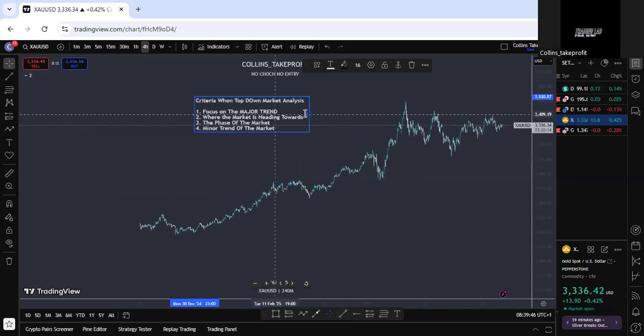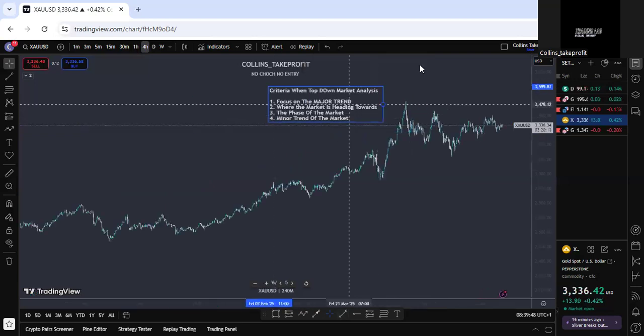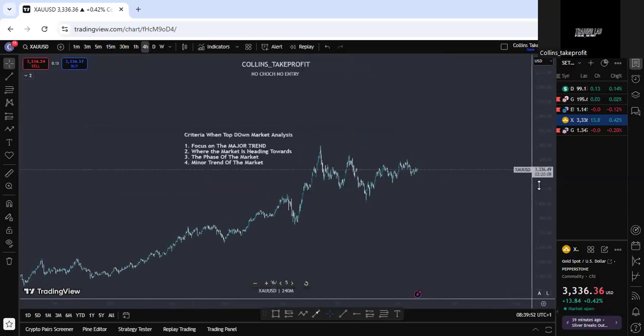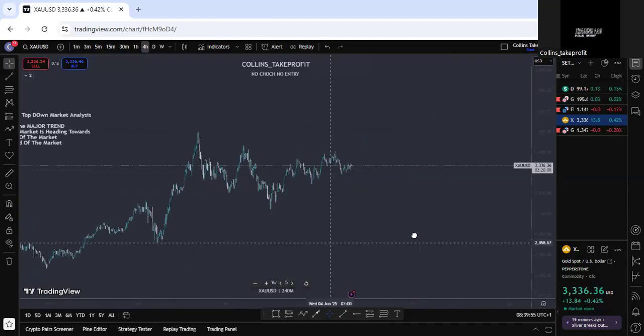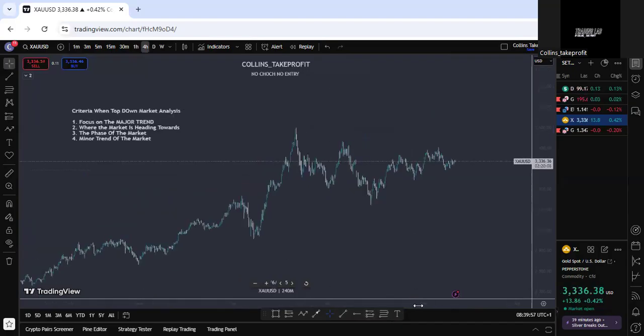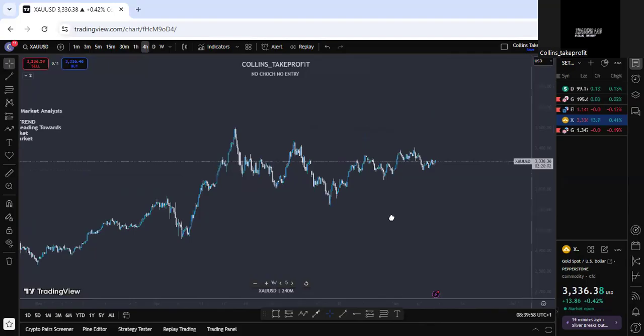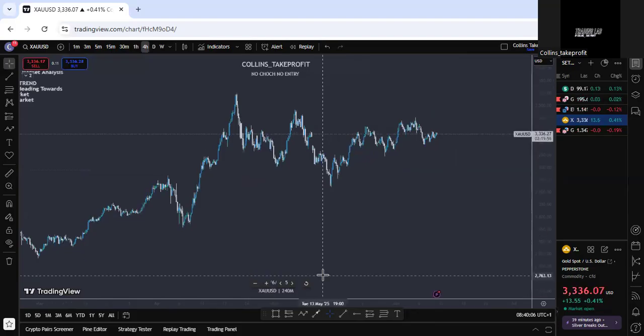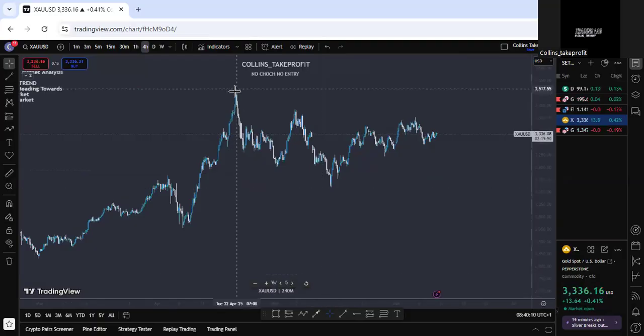Right here, to basically see the market is giving us some consolidations, some internal structural break, right? So now, where is the market heading towards? We've seen the market created an all-time high at 3,400, yeah, 3,400. Now, where is the market heading towards?